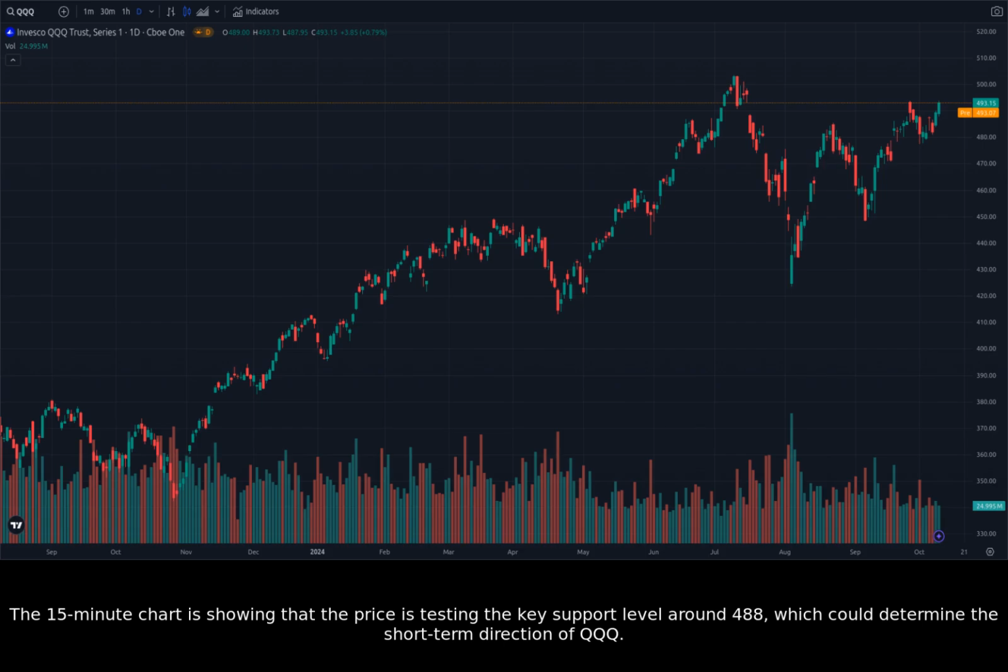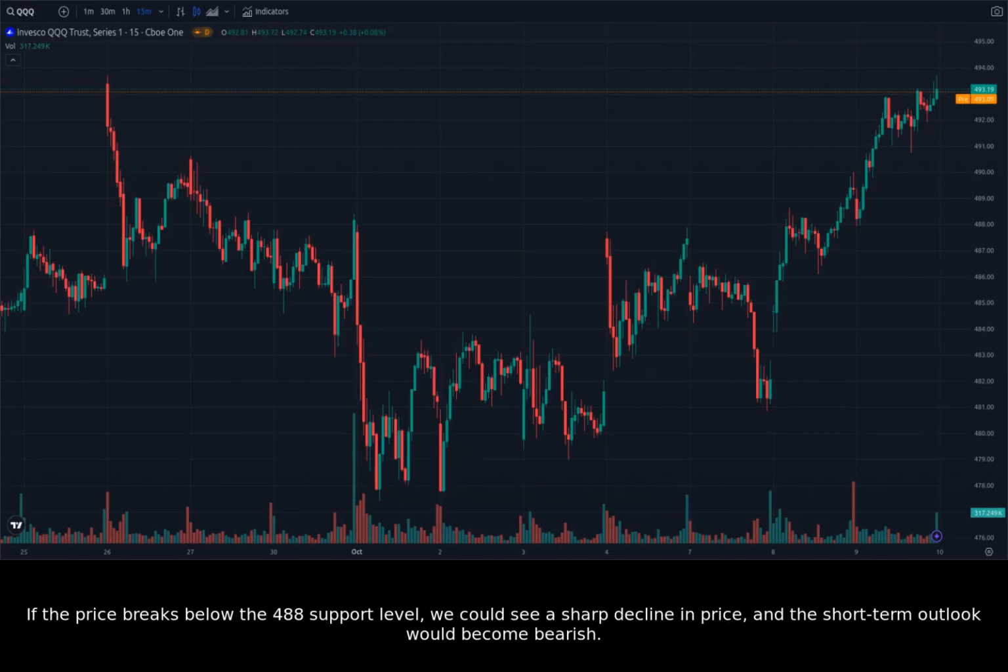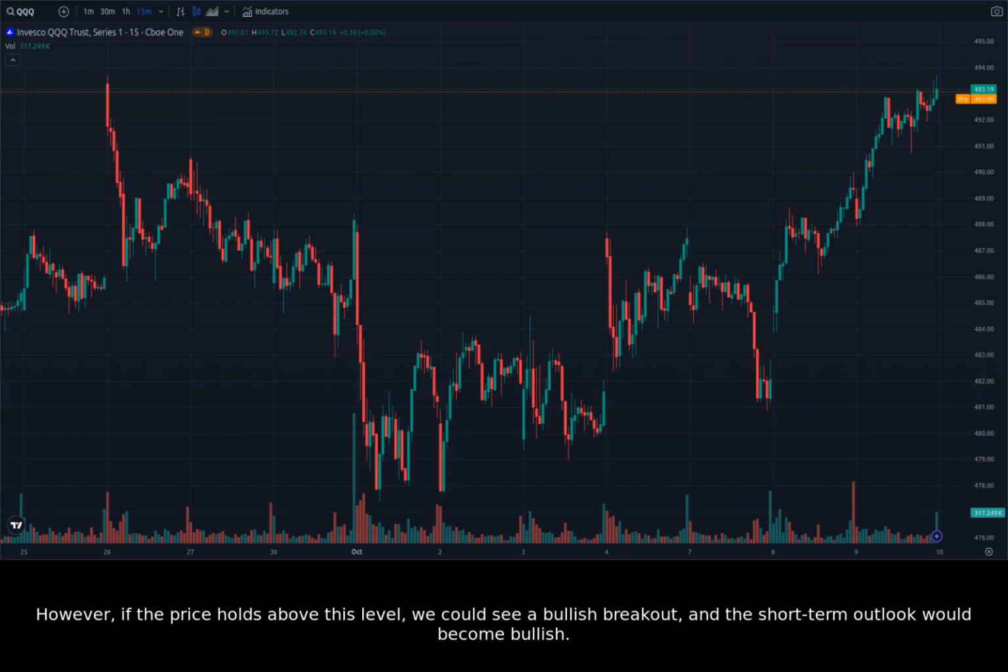If the price breaks below the 488 support level, we could see a sharp decline in price, and the short-term outlook would become bearish. However, if the price holds above this level, we could see a bullish breakout, and the short-term outlook would become bullish. This breakout or breakdown could be confirmed by a move outside of the recent trading range, with increased volume and momentum.